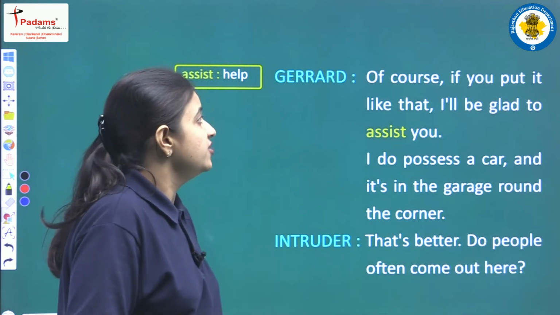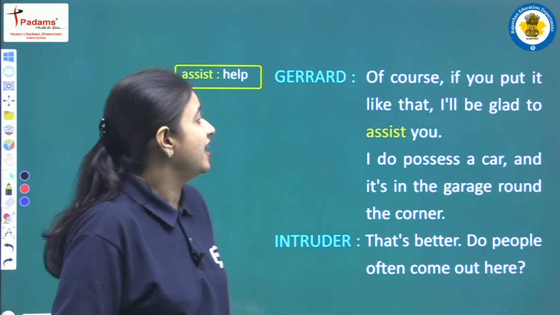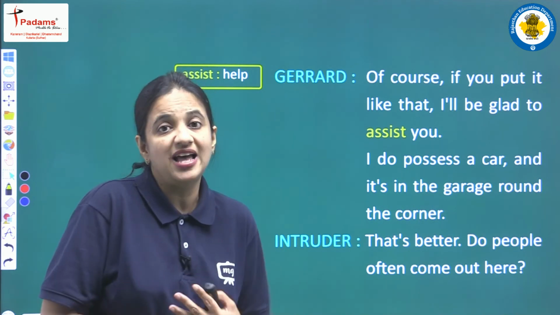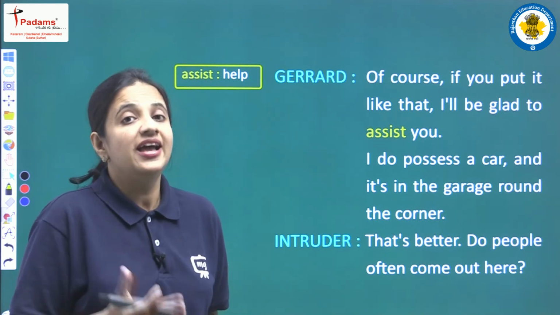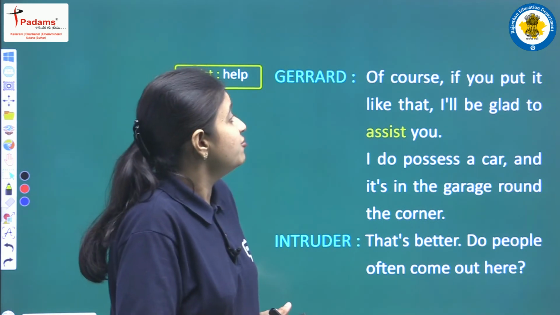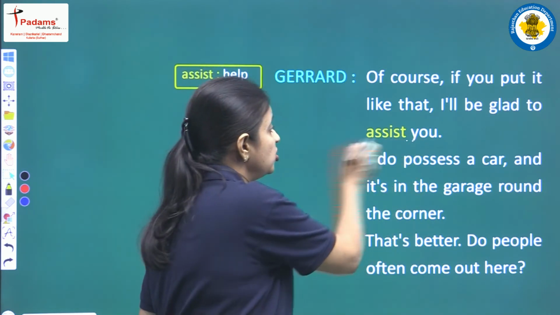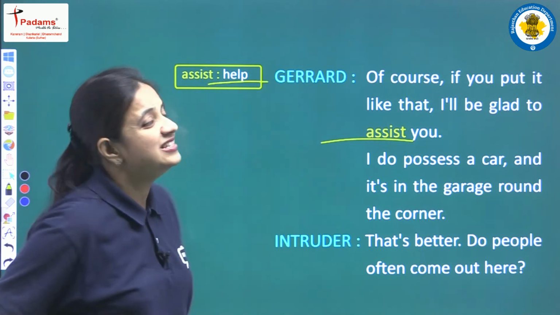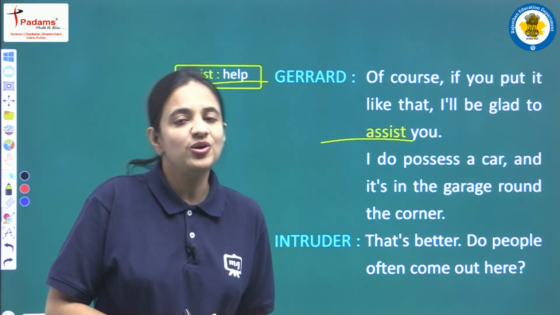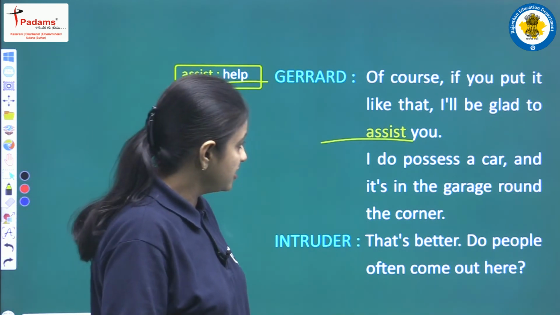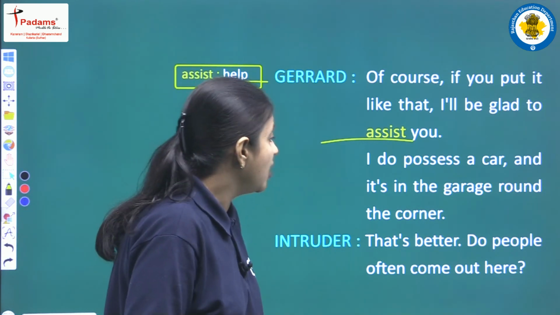Gerald: of course, if you put it like that, I will be glad to assist you. So now Gerald is saying that yes, of course, I know that you are holding a real gun, and if you put it like that, then I will be happy to assist you. Assist means help. So Gerald is saying that okay, I will be happy to give your answers. I do possess a car and it's in the garage round the corner.